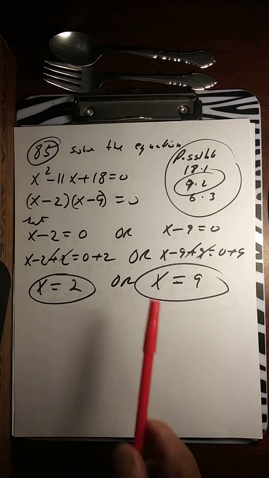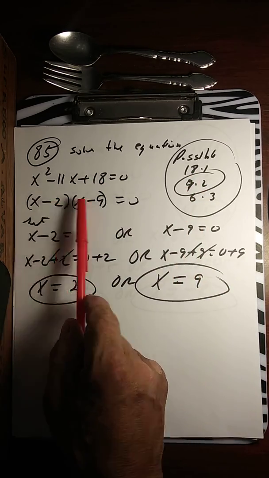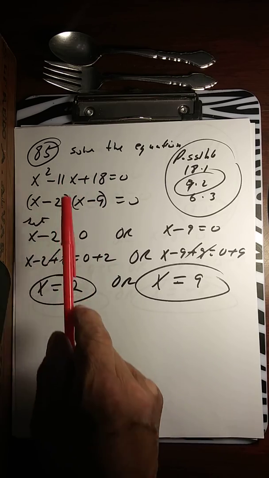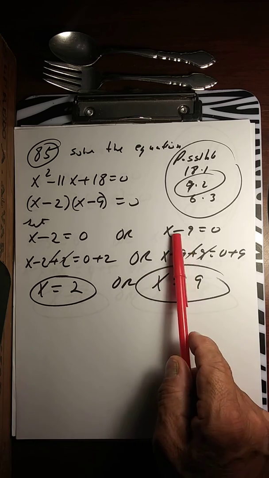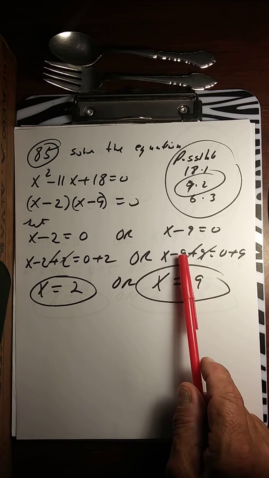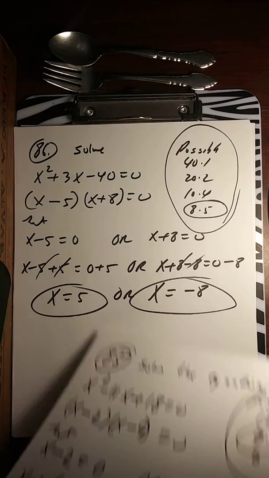Solve the equation. Possible answers for 18 are those. Let's try 9, 2. Negative 2 and negative 9, negative times negative is positive, and that's going to be 11, so that's okay. X minus 2 equals 0, add 2, so it's 2. Minus 9, so plus 9, so x is 2, x is 9.